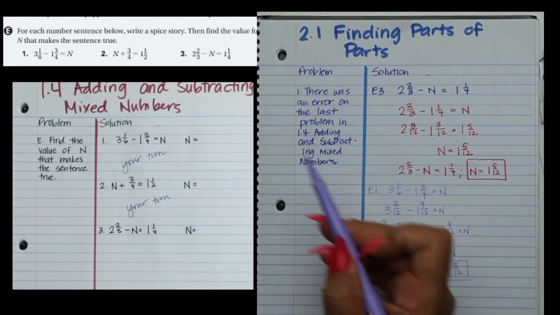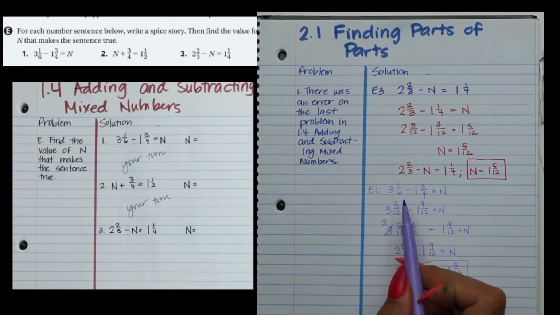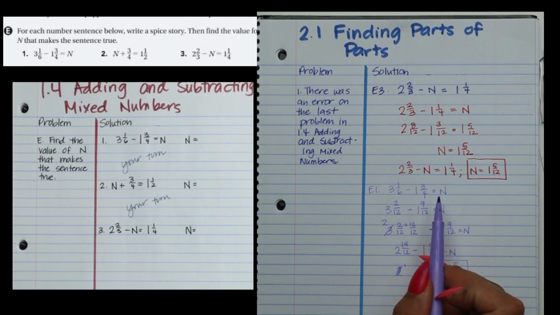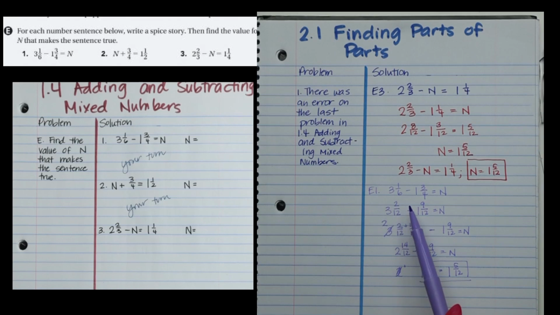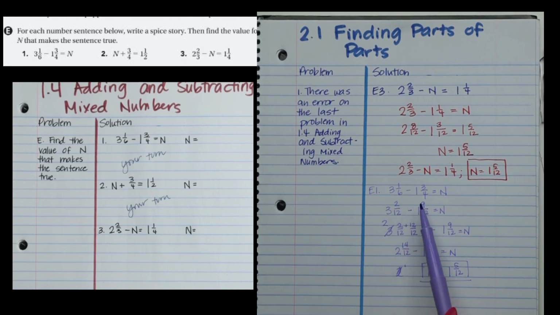For E1, over there on that side, 3 and 1/6 minus 1 and 3/4 equals n. N's already isolated, so all you have to do is complete the operation and subtract. However, 2/12 is less than 9/12. If you remember from 4th or 5th grade, you subtract the numerators, and you do it in order from left to right. But in this case, you can't subtract 9 from a smaller number of 2.